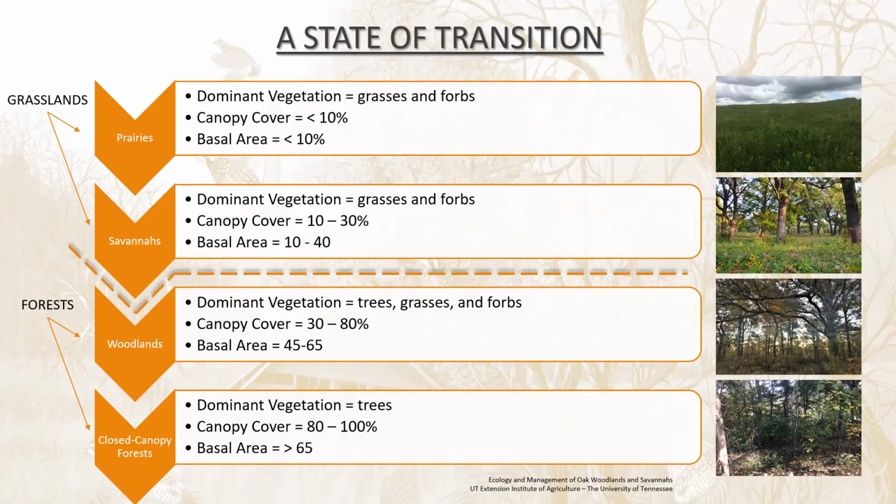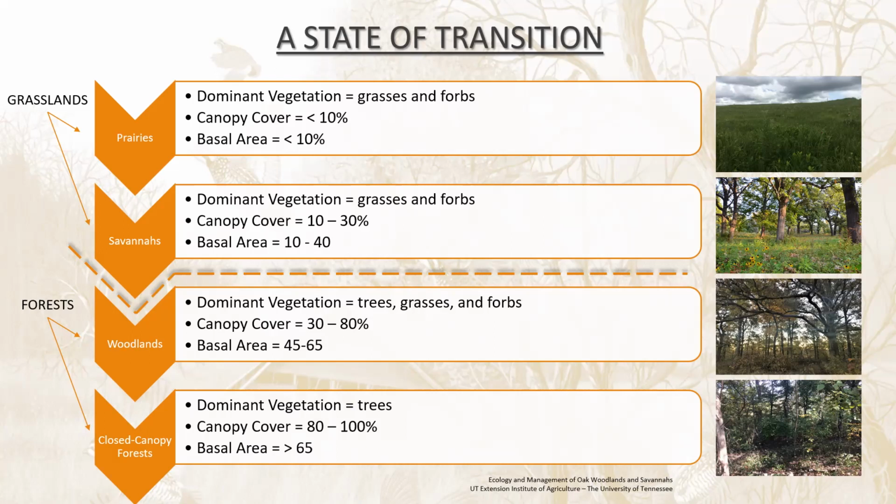So let's start by looking at our grassland ecosystem. These ecosystems can be divided into prairies and savannas. Prairies are areas that are dominated by grasses and forbs with very few, if any, trees. So if you look at the information in this graph, the canopy cover and the basal area are going to be less than 10% in these areas. That just means very few trees, a lot of sun. So we're going to see a lot of sun-loving species growing in these areas.